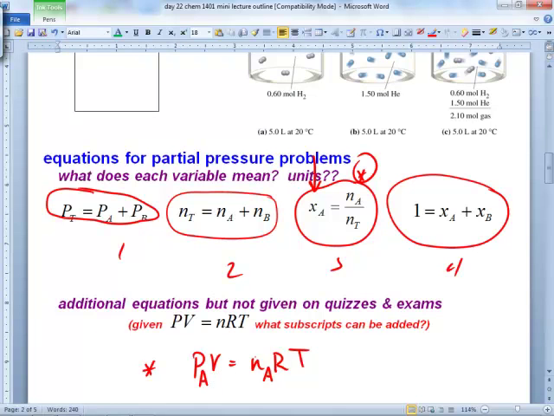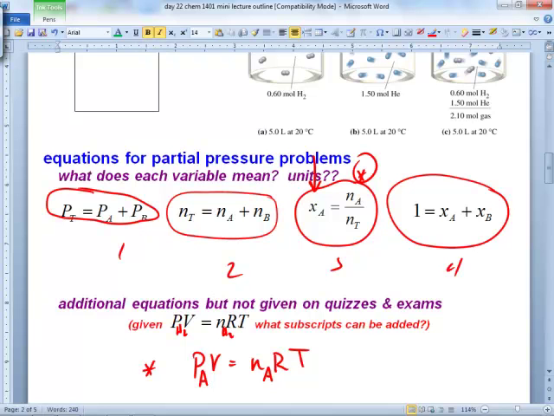So if you want to get the partial pressure of gas A, just use PV equals nRT and plug in the number of moles of gas A. If you want to know the partial pressure of hydrogen, solve for P. They have to tell you the volume of the container. Look up the gas constant. They have to tell you the temperature. Just plug in the number of moles of hydrogen if you want to know the partial pressure of hydrogen. So you just put a little subscript on there.